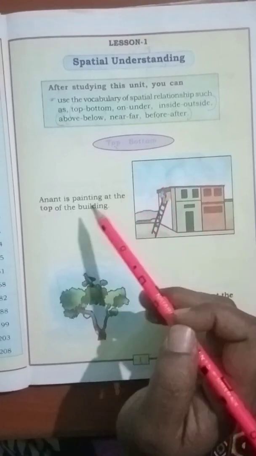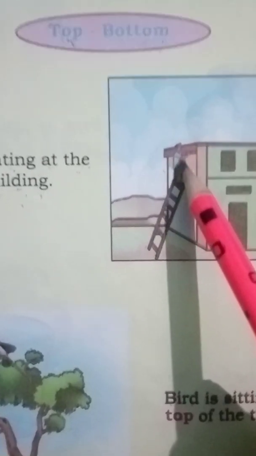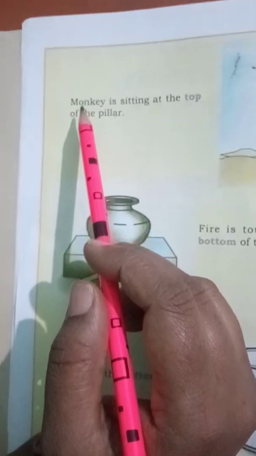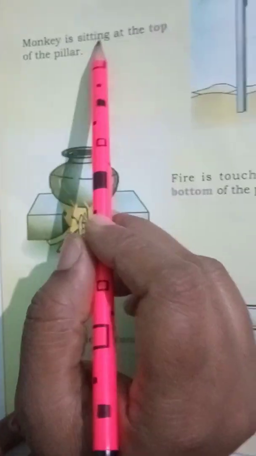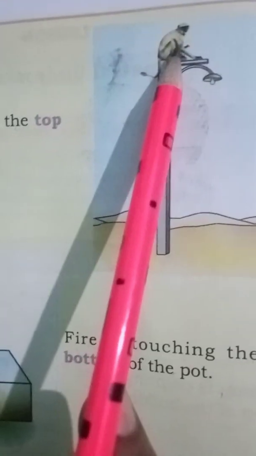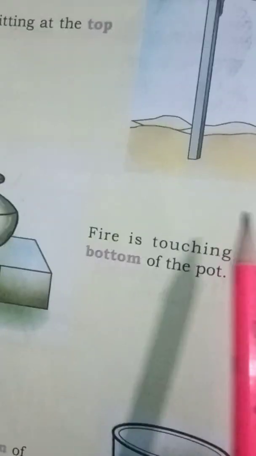Top, bottom. So Anant is painting at the top of the building. Where is Anant painting? Anant, the man, is painting at the top of the building. Bird is sitting at the top of the tree. Where is the bird sitting? Bird is sitting at the top of the tree. Monkey is sitting at the top of the pillar. Where is the monkey sitting? Monkey is sitting at the top of the pillar. This is the top. Okay.